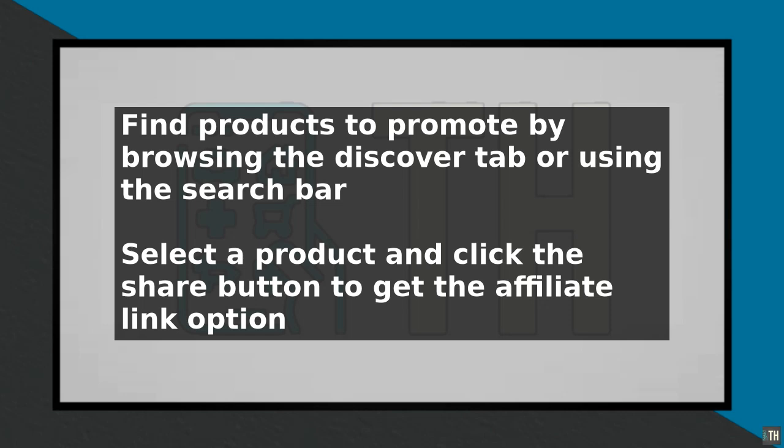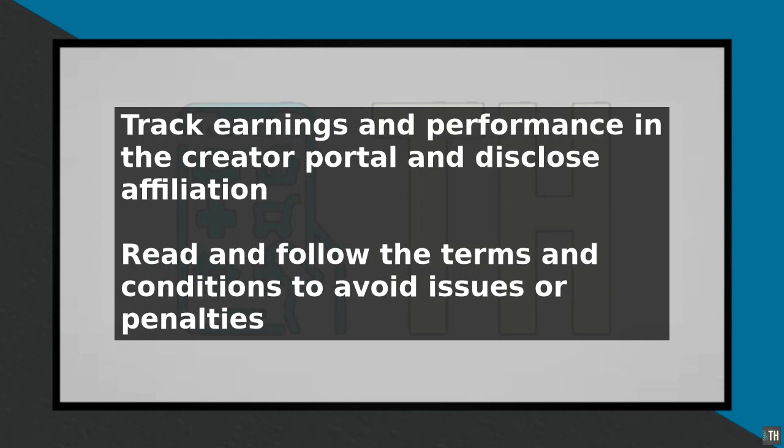To increase your chances of success, make sure to only promote products that are relevant to your audience and that you believe in. You should also disclose your affiliation with the product in your videos or in the comments section. This is a requirement by the Federal Trade Commission. Additionally, make sure to read and follow the terms and conditions of the TikTok Shop Affiliate program. This will help you avoid any issues or penalties.